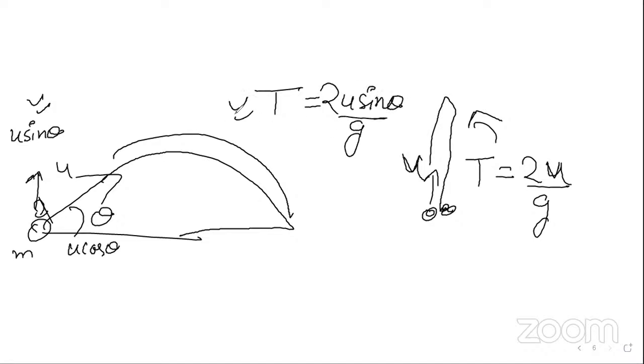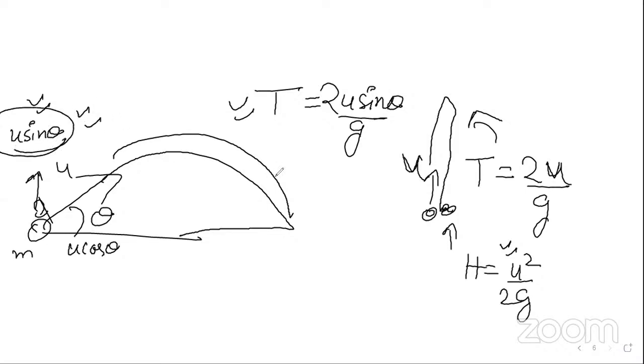Okay, now maximum height for this, very good Jency, maximum height for this is what? When vertical projection is there, h is equal to u square by 2g. It's the vertical component u squared. So here the vertical component is u sin theta. So its square, that is u square sin square theta by, what will you write here? Sin square theta by 2g.